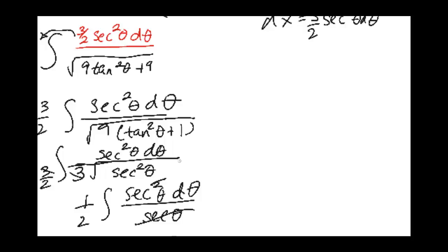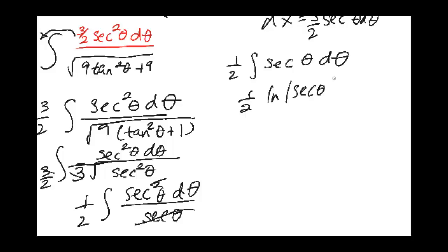Cancel the secant squared. There's 2 up top, 1 on the bottom. And your new problem becomes a much more reasonable integral of that there. And if you remember, the integral of secant is the natural log of secant theta plus tan theta. It's easier to remember this integral than to try to do it with u sub. It's a much more complex integral. Just remember that one. So now I've got to go back to my expression.